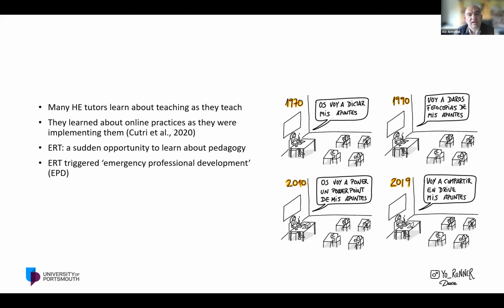Many tutors in higher education, in fact the vast majority of tutors in higher education, are not trained teachers. They learn about teaching as they teach, and this is well established in the literature. What emergency remote teaching meant was a sudden opportunity to learn about pedagogy. And this is interesting, and it is important that we capitalize on this and take these lessons learned forward into the post-COVID period.